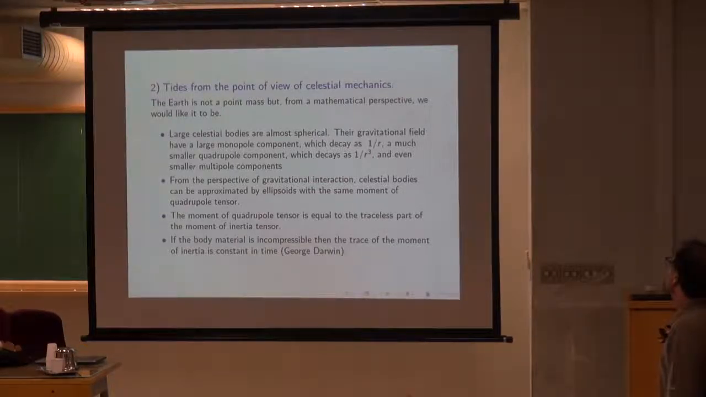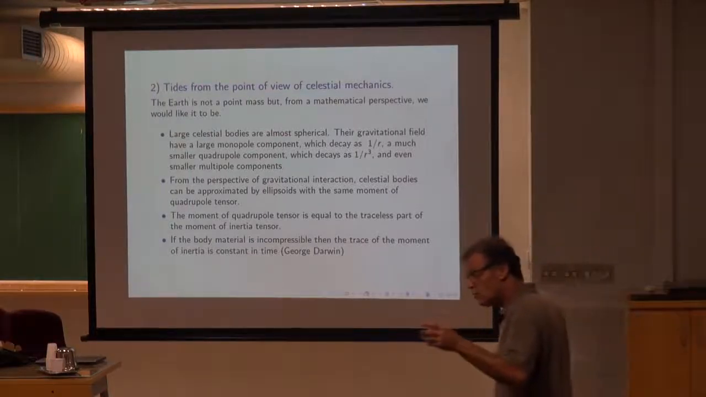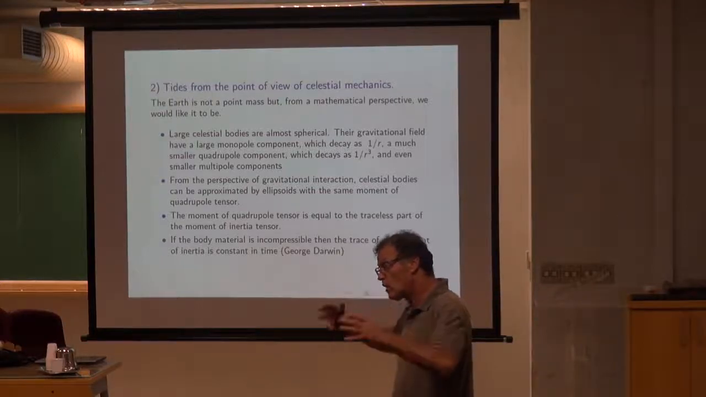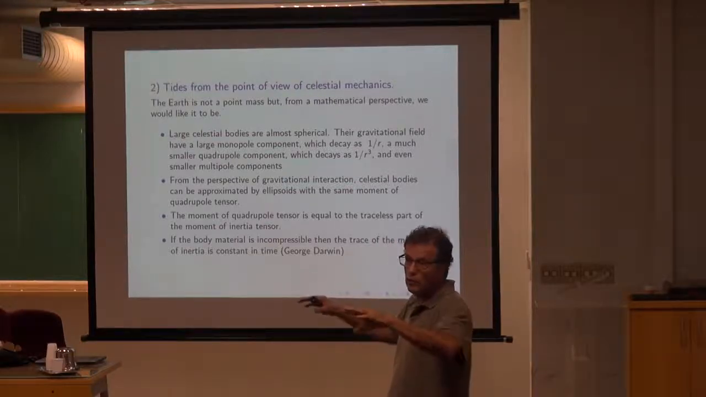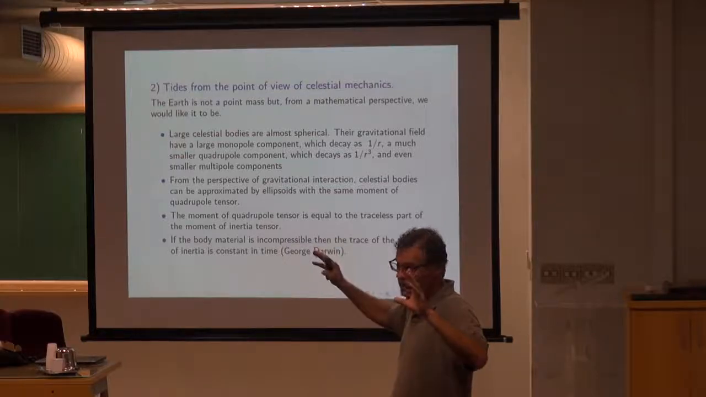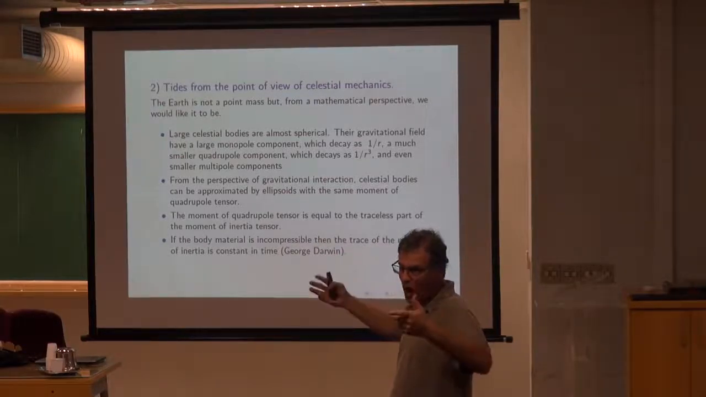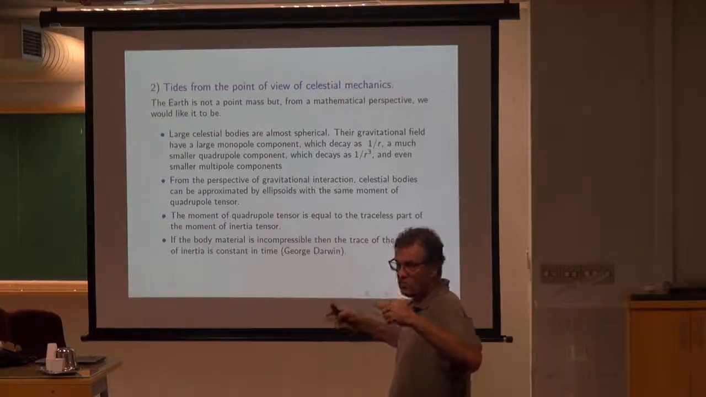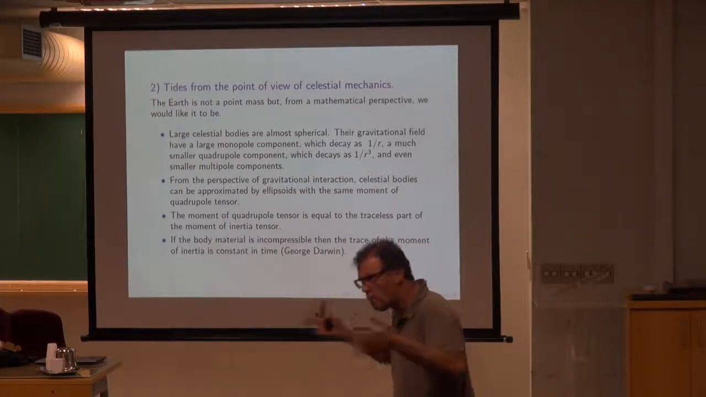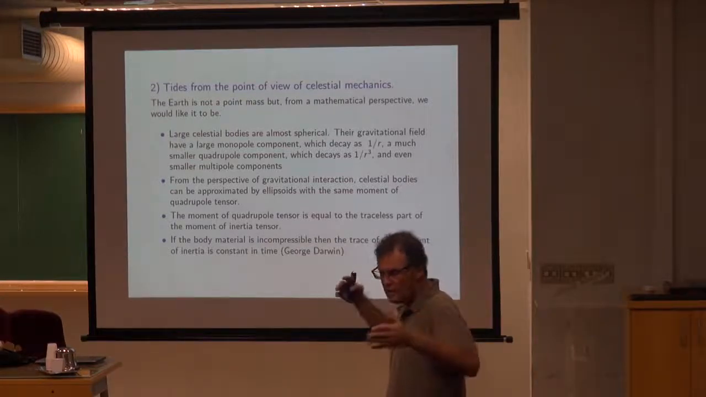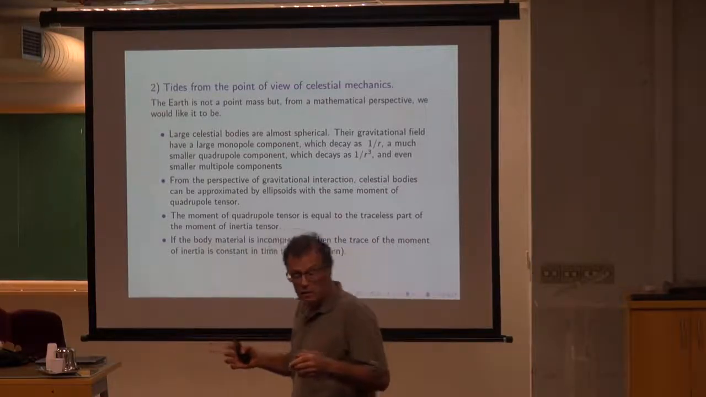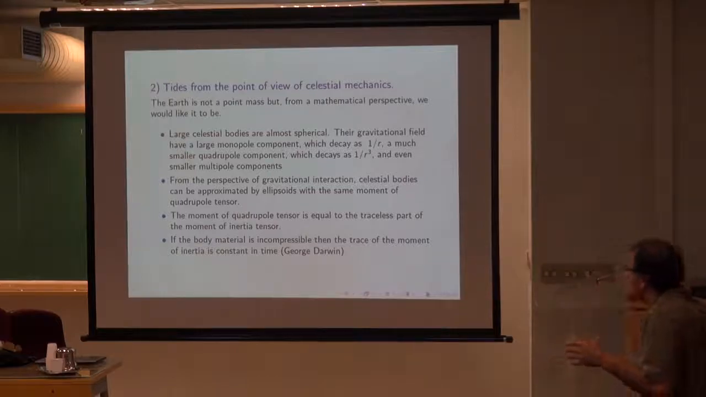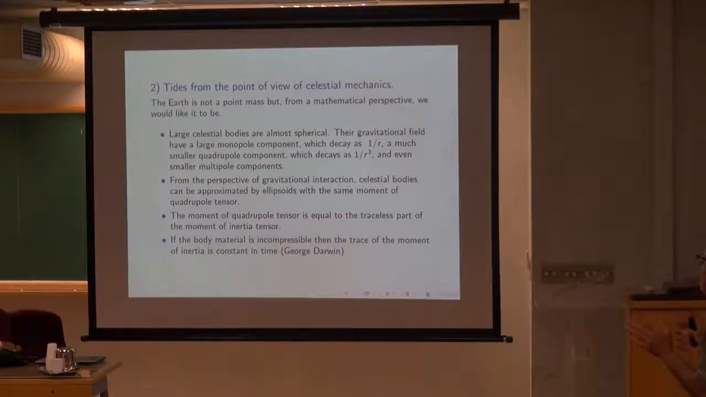So the Earth is not a point mass, but from a mathematical perspective, we would like it to be. Because if you start looking at rotating bodies such as the Earth as an extended body, and this was the master's work of my student, then you are out of the domain of ODEs, ordinary differential equations. You are in the domain of PDEs, because you have to describe the deformation of each point of the Earth and the stress on each part. It's a highly complicated problem. If you want to do mathematics, you have to define the space of functions you will work with to show the existence of solutions, or at least to understand how the solutions behave. So it's a complicated business.